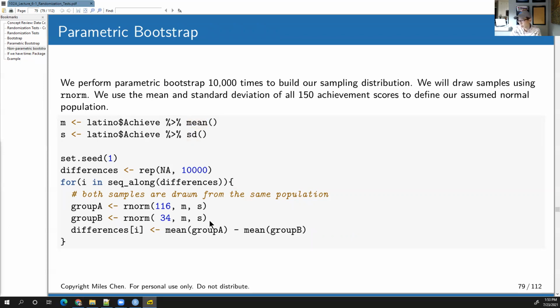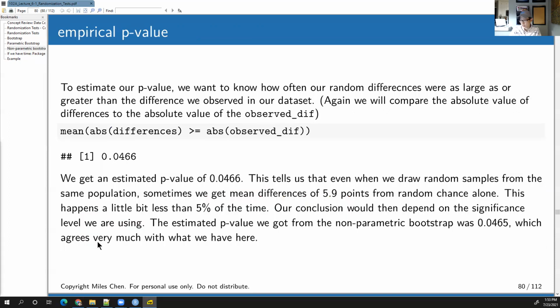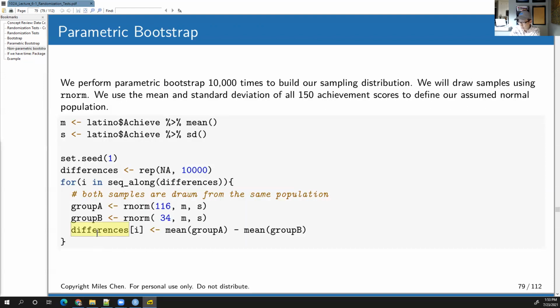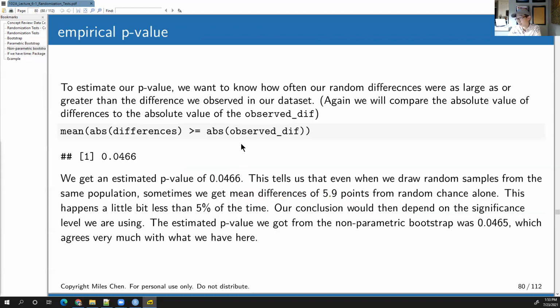And then for the parametric bootstrap, we're going to say, let's draw 116 values from the normal distribution using the overall mean and overall standard deviation. That's group A. Let's take 34 values from the normal distribution using the overall mean and overall standard deviation. That's group B. What's the mean of group A? What's the mean of group B? Take the difference and then store those. We do that and get 10,000 different differences, and we say, out of those 10,000 differences, how often do we get a difference greater than 5.9? And we get 0.0466.